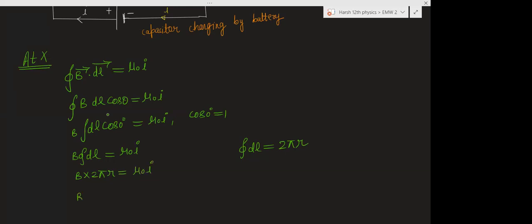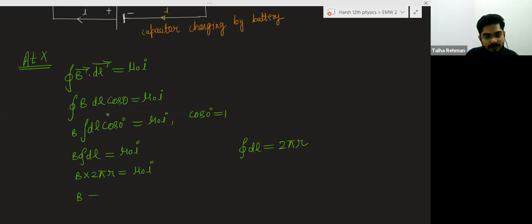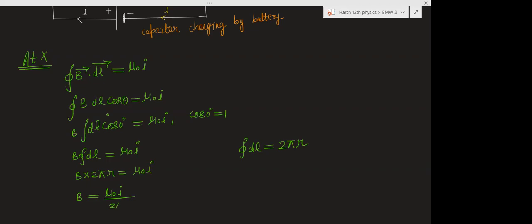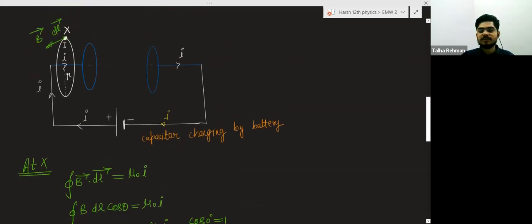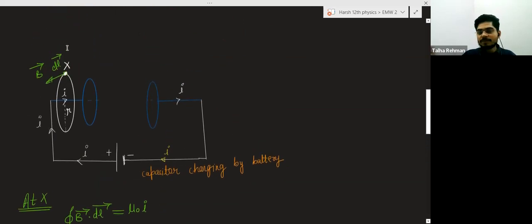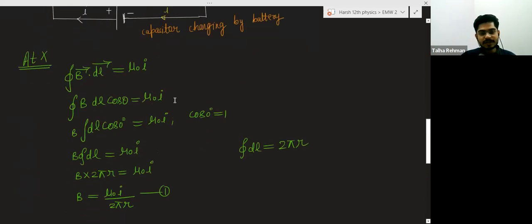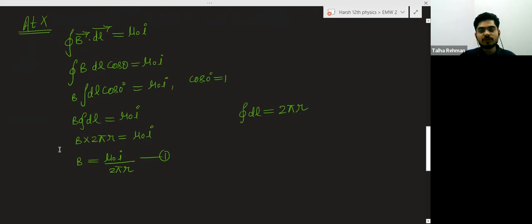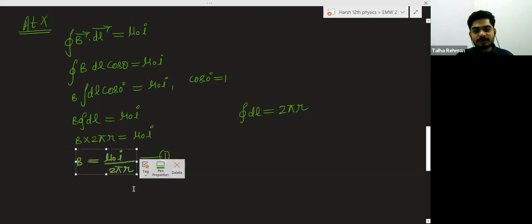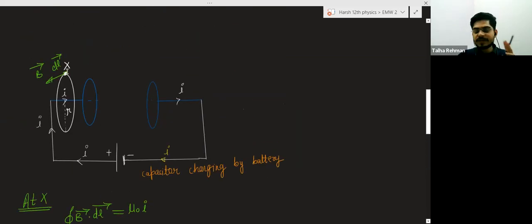So the magnetic field at point X, you will get, is mu naught I divided by 2 pi r. Basically you are getting some value of magnetic field at this point X. Now for checking, this calculation you have done by Ampere's law. Ampere's law is saying that there is some magnetic field at this point X.